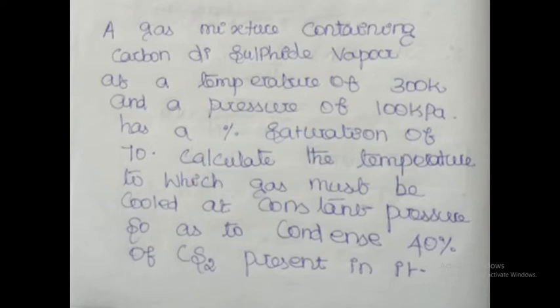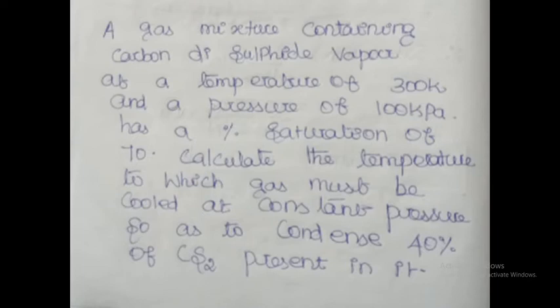The question of this problem is to determine the temperature value. This temperature is the cooling temperature. The condition is a constant pressure, and the condensation is 40% of CS2. So 40% of CS2 is condensed out at a constant pressure, and we are going to calculate the cooling temperature. Are you clear?